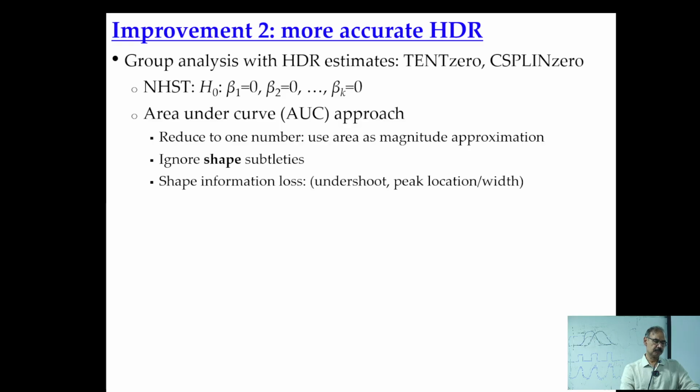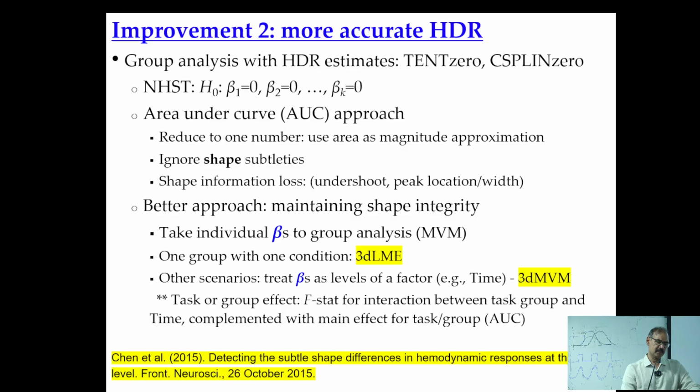For these kinds of analysis, we can look at this. There is a very nice paper by Gang Chen called Detecting the Subtle Shape Differences in Hemodynamic Response at the Group Level. They discuss how the changes in the hemodynamic response function affect the BOLD signal and how it is important that we account for these, not just the changes in magnitude, but also changes in phase information.